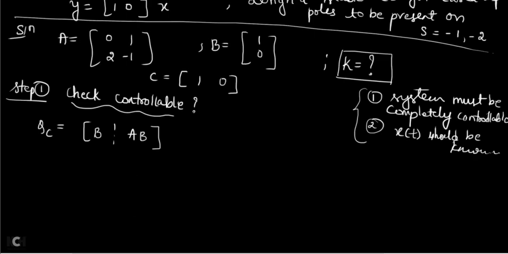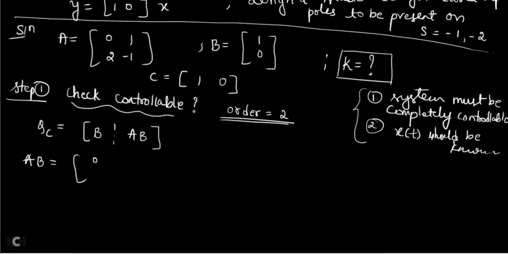And why am I taking only the first two terms for controllability? Because the given system is a 2 by 2 matrix. That means the order of the control system is 2. That's why only 2 poles are given. They want these 2 poles present on -1 and -2. Now let us check this controllability. Substitute B and find out AB. So let us find out AB first.